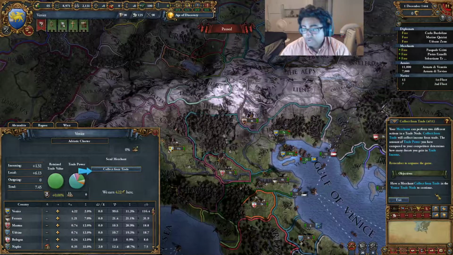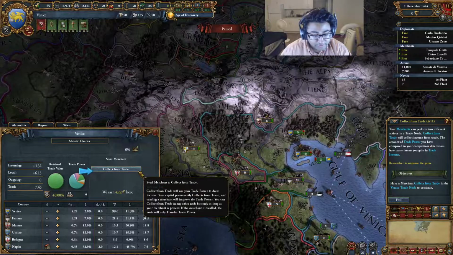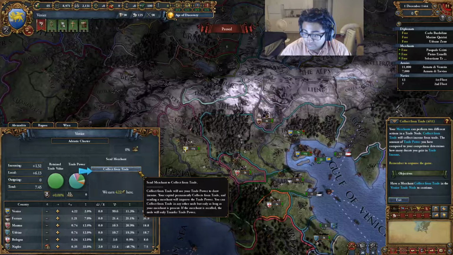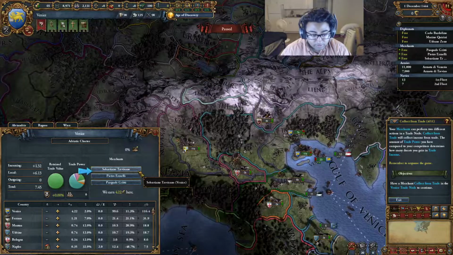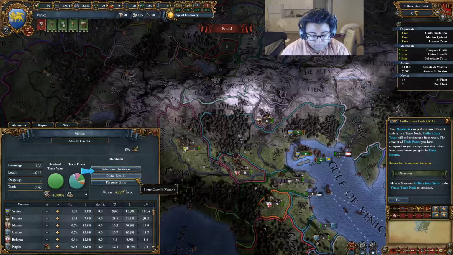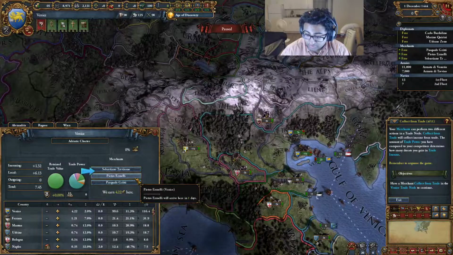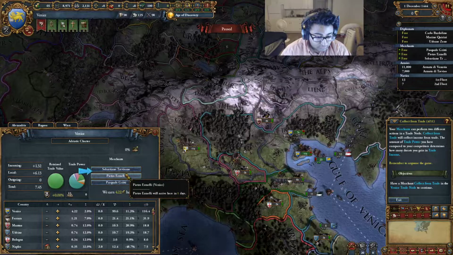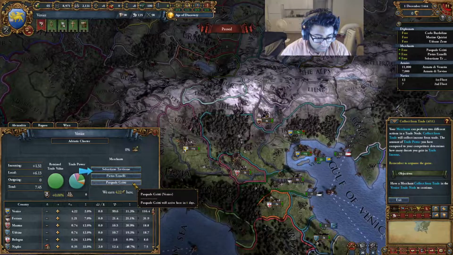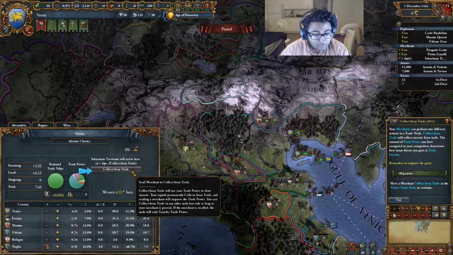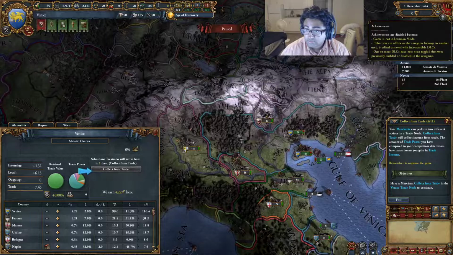Your merchants can perform two different actions in a trade node. Collect from trade will collect income from trade. The amount of trade power you have compared to your competitors determines how many ducats you gain in trade income. Have a merchant collect from the trade node in Venice trade node to continue. Remember to unpause the game.